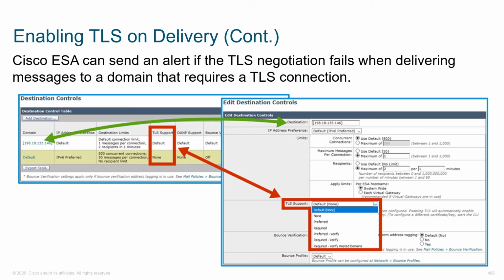Here you see whether or not TLS support is enabled or disabled. And again, when we see TLS support here from our drop-down and destination controls, we see all of those parameters, whether it's preferred, whether it's required, etc.